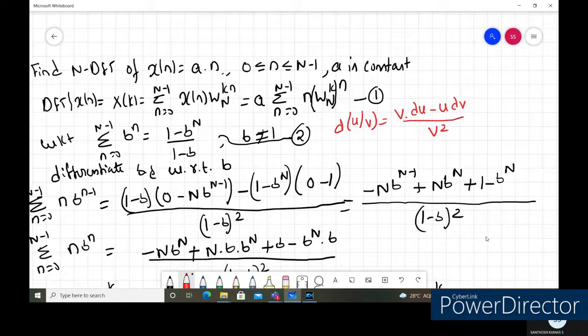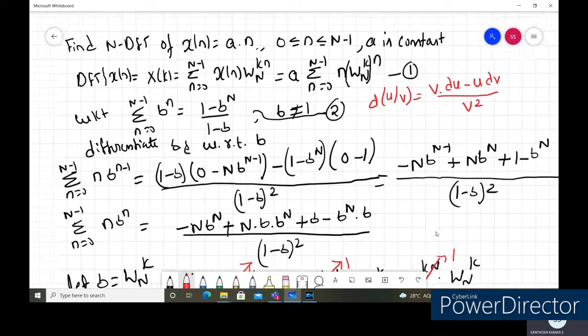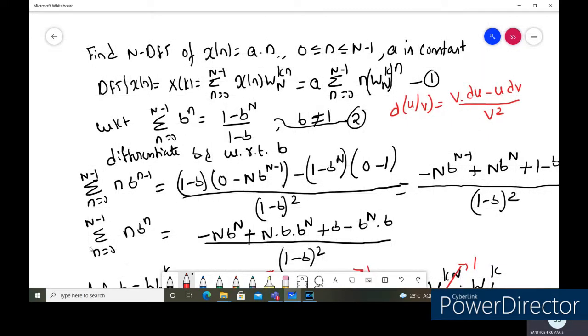So now what we'll do is, on the LHS part, b to the power of n divided by b is there. So this b will cross multiply on this side. If you multiply b to this one, minus n into b to the power of n minus 1 into b, so it will become minus n into b to the power of n. And again, if you multiply b, so n into b to the power of n plus, multiplication of 1 with b will become b, and b to the power of n into b, divided by 1 minus b the whole square. The denominator will remain same.